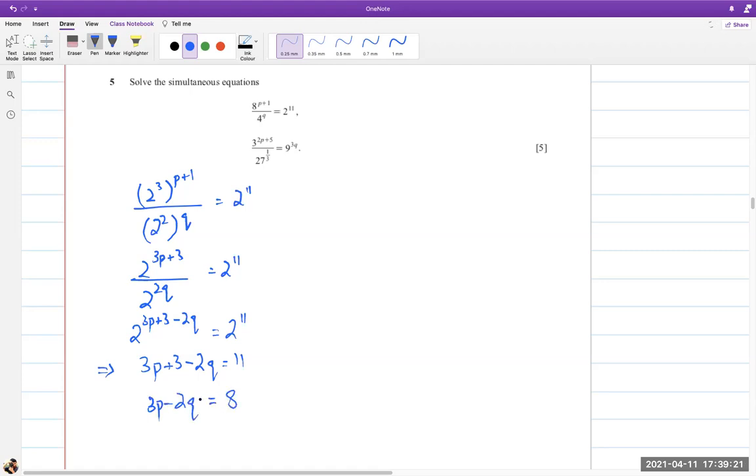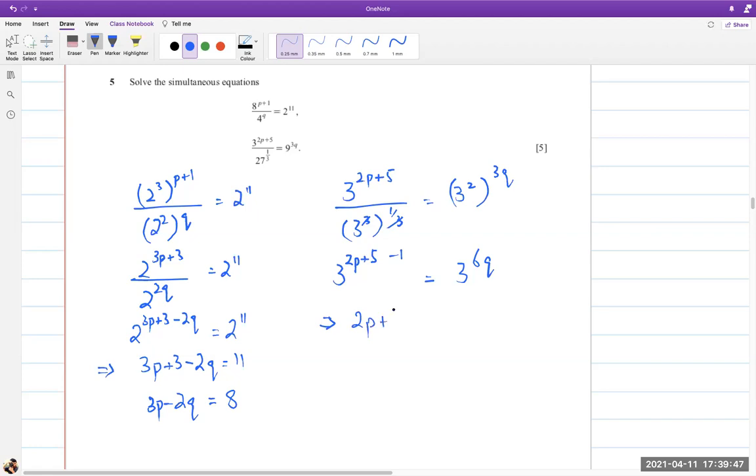That's one equation. Similarly, on the other side, I'll try to show everything in the power of 3. So this will become 2p plus 5 over 3 power 1 by 3 equal to 3 squared power 3q. This thing becomes 3 into 2p plus 5. And this cancels out, so minus 1 because that's being divided, and this becomes 3 power 6q. So again, this implies that 2p plus 4 equals to 6q.